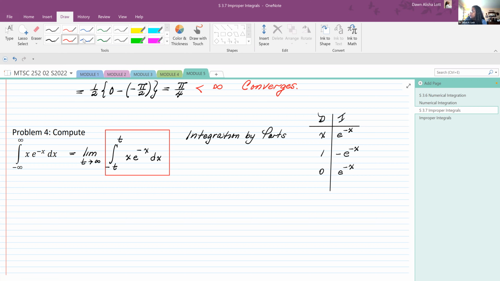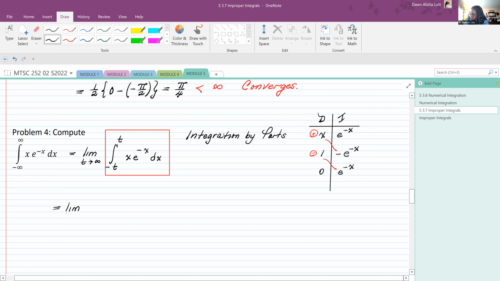Okay, perfect. Now we're going to pair these. The first one's going to be positive. The second one's going to be negative. And so now I get the limit as t approaches infinity. And so for this, when I integrate this, I'm going to get negative x e to the negative x, and then I'm going to subtract off the next one, which is going to give me e to the negative x. And that is evaluated between negative t and t.